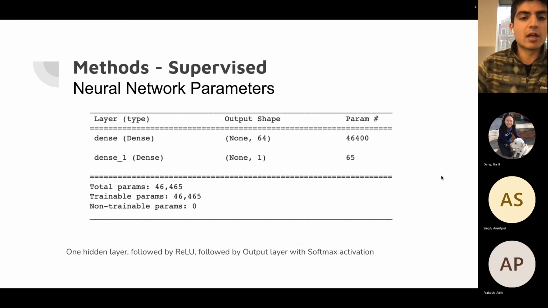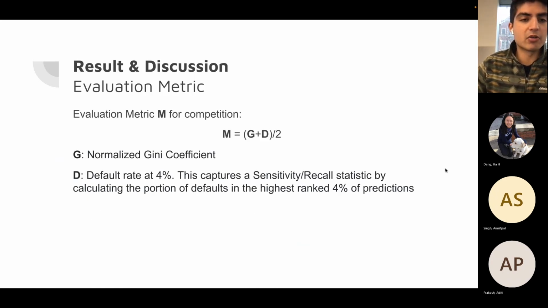The neural network had 2 layers. The first one was a fully connected dense layer with 64 hidden units. And the second one was the output layer, which was followed by a softmax activation. These added up to a lot of parameters, but we had a lot of data, so we could afford to do so. The evaluation metric defined by AMEX was the average between the normalized Gini coefficient and the default rate at 4%, which captured the sensitivity and recall statistics.